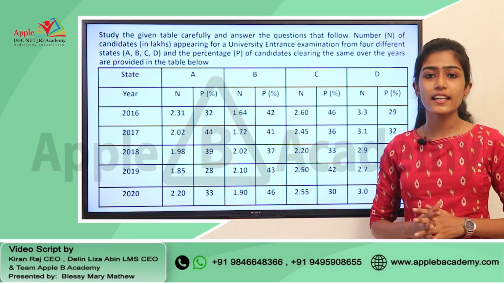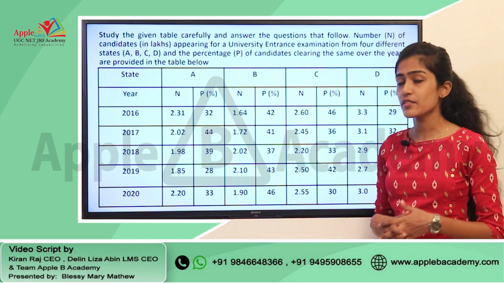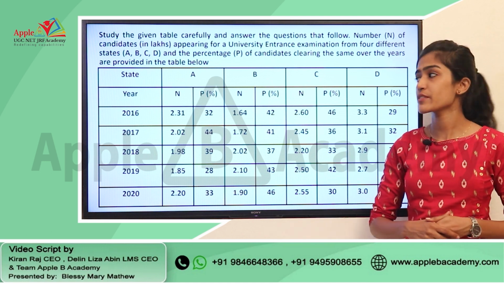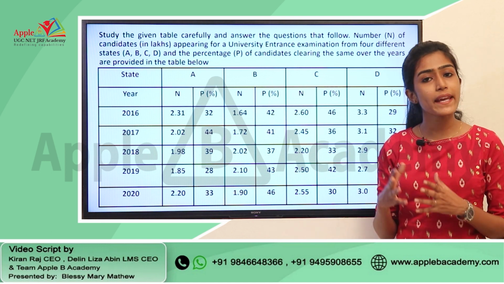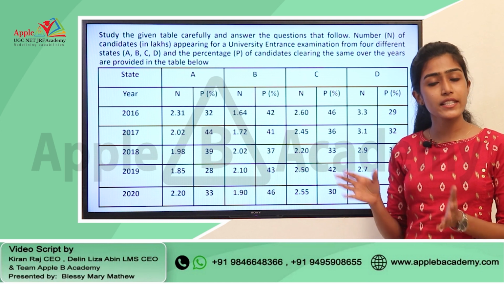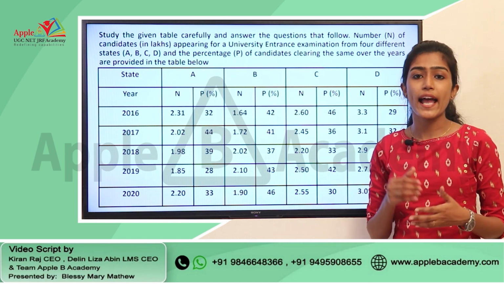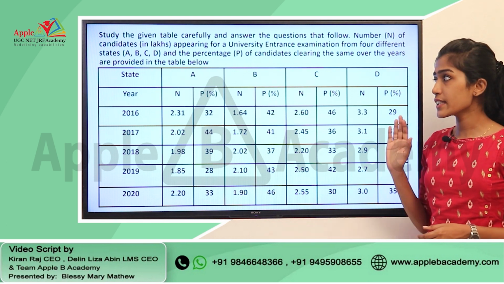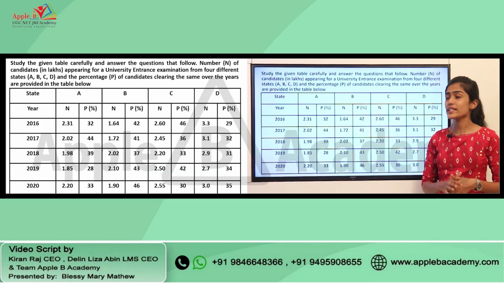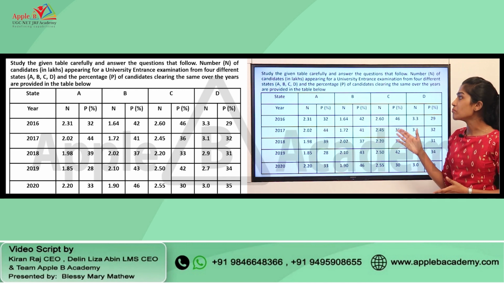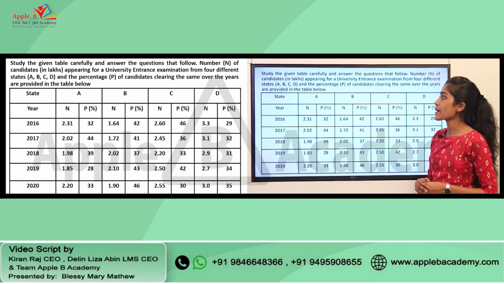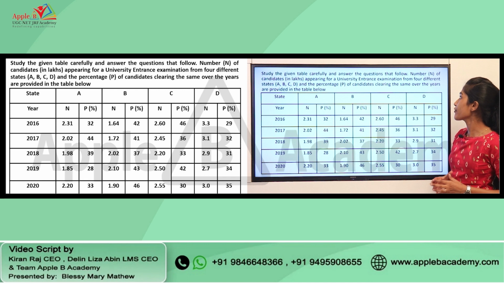The first area is data interpretation. This particular question is based on table based DI. As we all know, in DI questions we will be given data, and based on that we have to answer 5 questions. If you consider the question that was asked for the economics NET, we can read the question like this: study the given table carefully and answer the questions that follow.